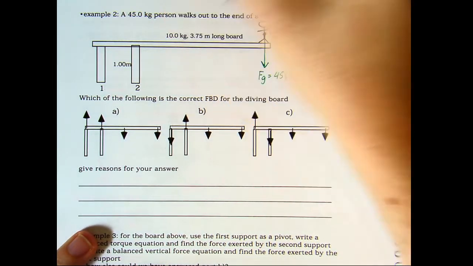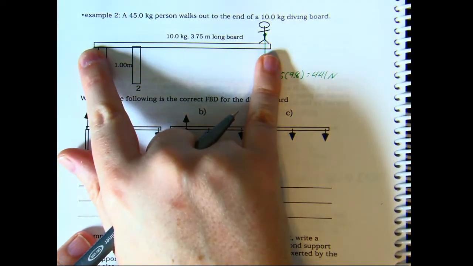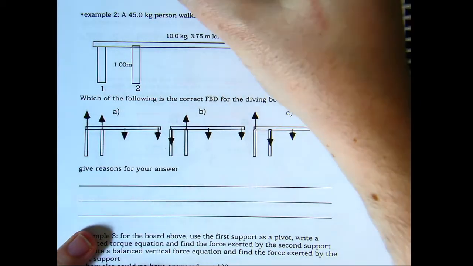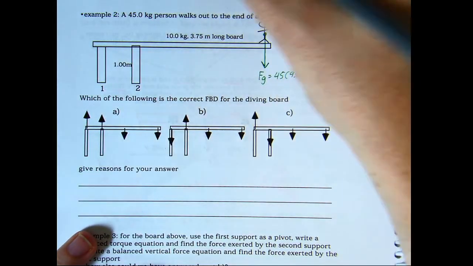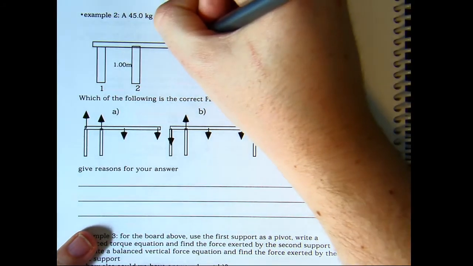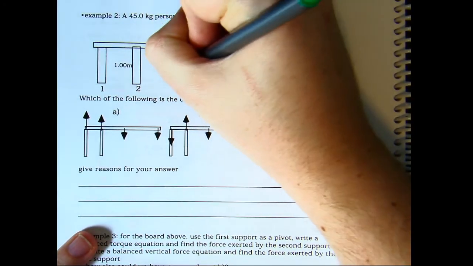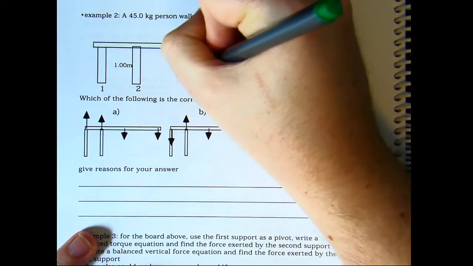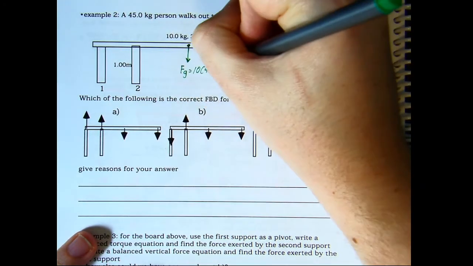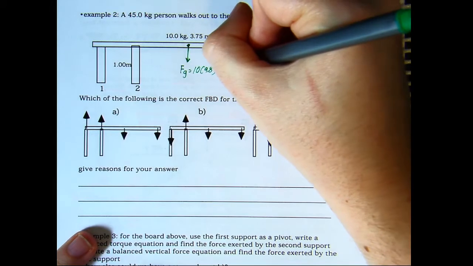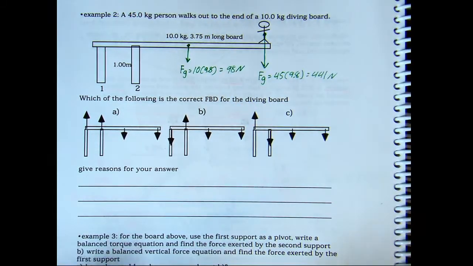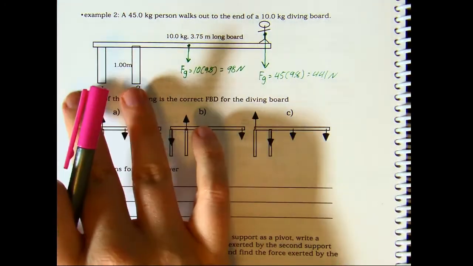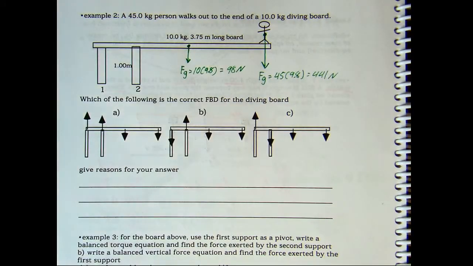The way it's drawn, you can see that it's uniform. It's a 10 kilogram uniform 3 3/4 meter long diving board. So right there in the middle, we're going to have an Fg of 10 times 9.8. So the force of gravity acting on the board itself is going to be 98 newtons. Now the question is this: how are these two things acting on the board? What forces are they creating?